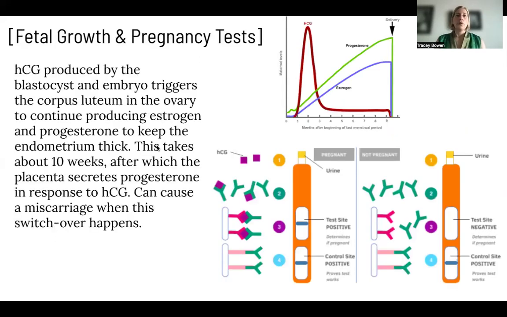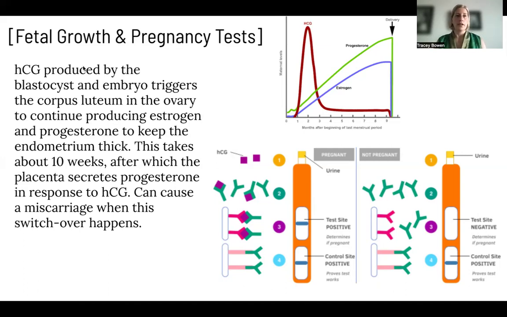So fetal growth and pregnancy tests. HCG is a hormone produced by the blastocyst, and the embryo triggers the corpus luteum of the ovary to continue producing estrogen and progesterone to keep the endometrium thick. So the new ball of cells is attached to the endometrium. It's getting its nutrition from the blood vessels in the endometrium, and so it needs the endometrium to remain thick.